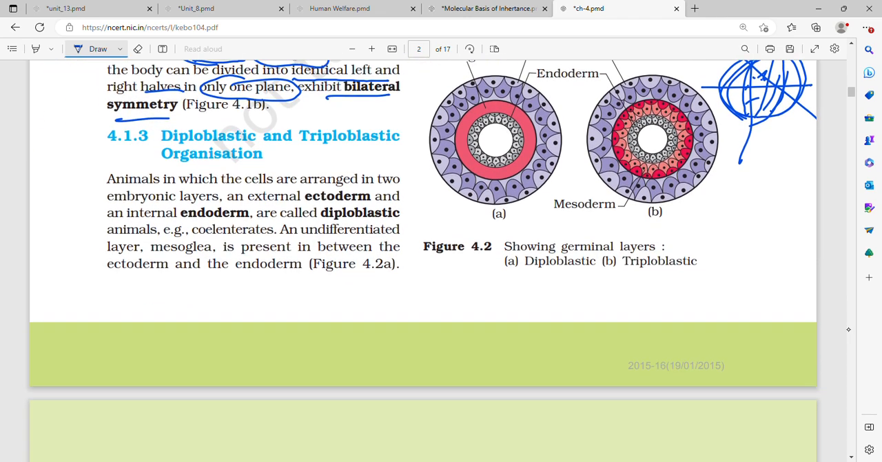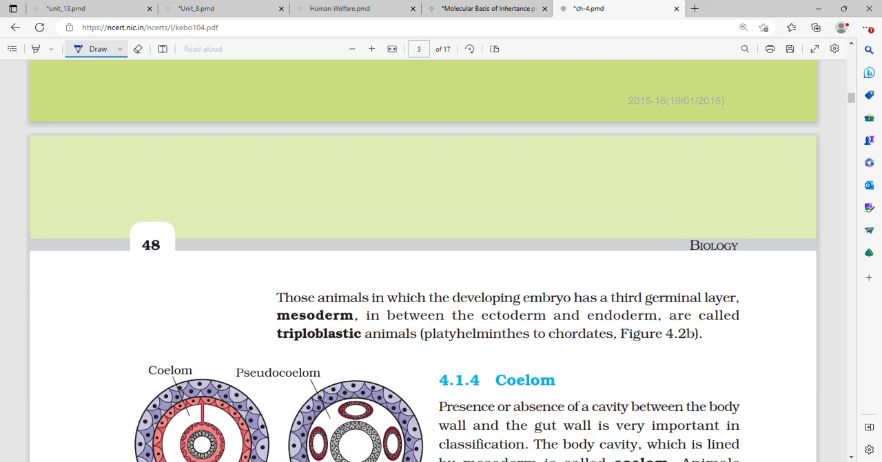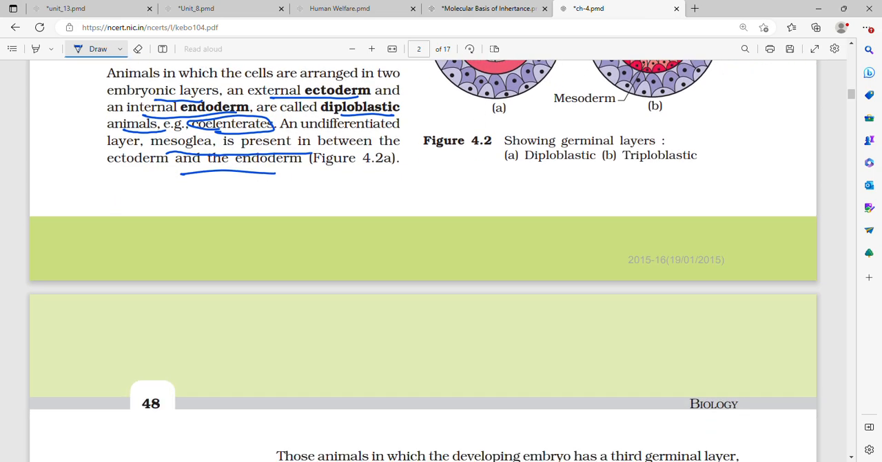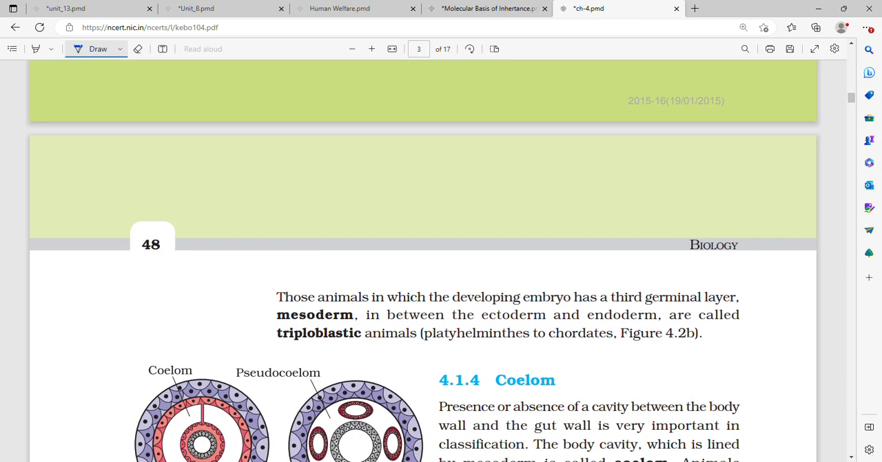Now diploblastic and triploblastic organisms. Animals which have an ectoderm and an endoderm, only two embryonic layers, external ectoderm and internal endoderm, are called diploblastic animals. Example is Coelenterata. An undifferentiated layer, mesoglea, is present between the endoderm and ectoderm in diploblastic organisms, that is in Coelenterata and Cnidarians. Same thing in Ctenophora.